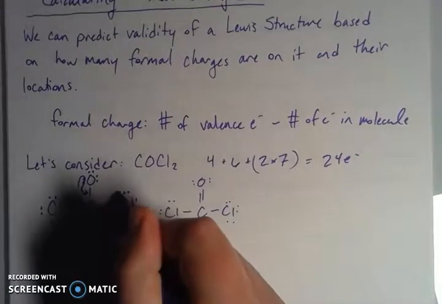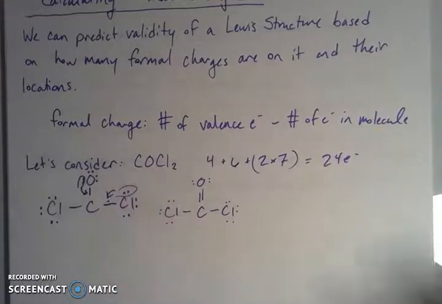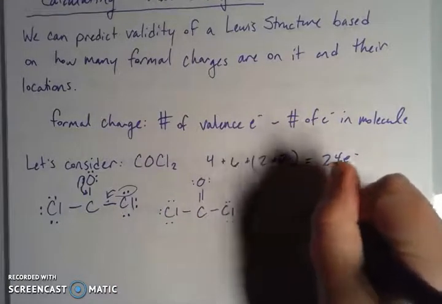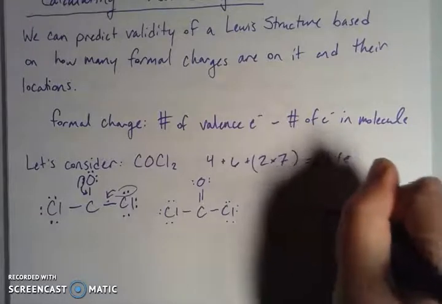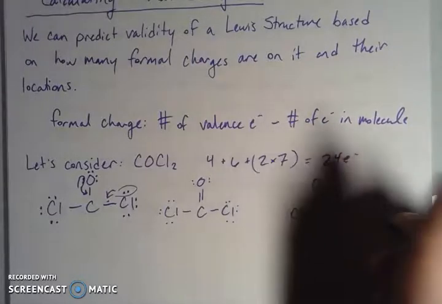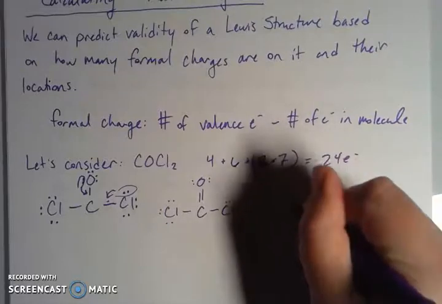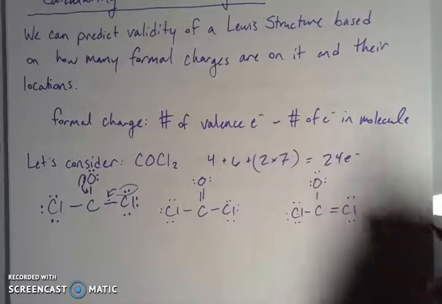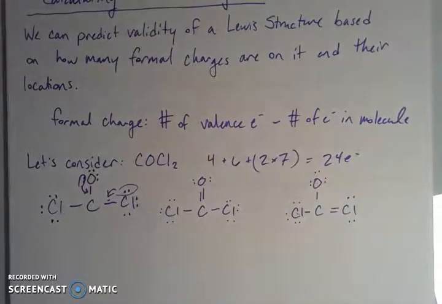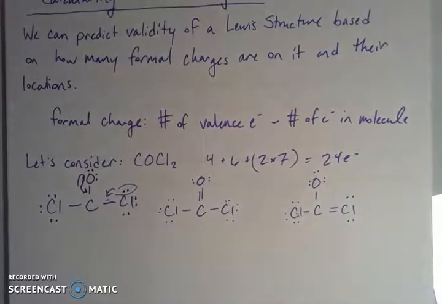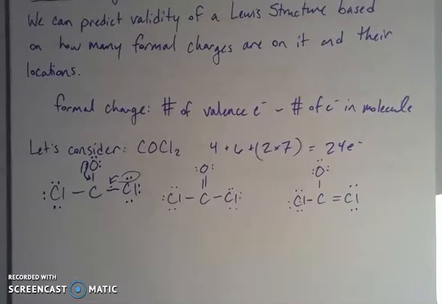But why can't I just say, well, I could have done this one? Here's my chlorine attached to the carbon, and I double bond this guy. In terms of the number of electrons, and in terms of my overall structure, there's no reason that I couldn't do that. But let's evaluate these two structures using formal charges, and then we'll talk about what those formal charges tell us, what they mean in terms of chemistry and the validity of these structures.